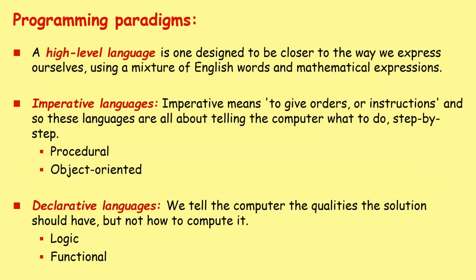A high-level language is one designed to be closer to the way we express ourselves, using a mixture of English words and mathematical expressions. Imperative means to give orders or instructions. So these languages are all about the computer being told what to do step by step. And we often subdivide this into procedural and object-oriented. Declarative languages tell the computer the qualities of the solution that we're looking for, but not how to compute it step by step. And here we can have logic and functional languages.